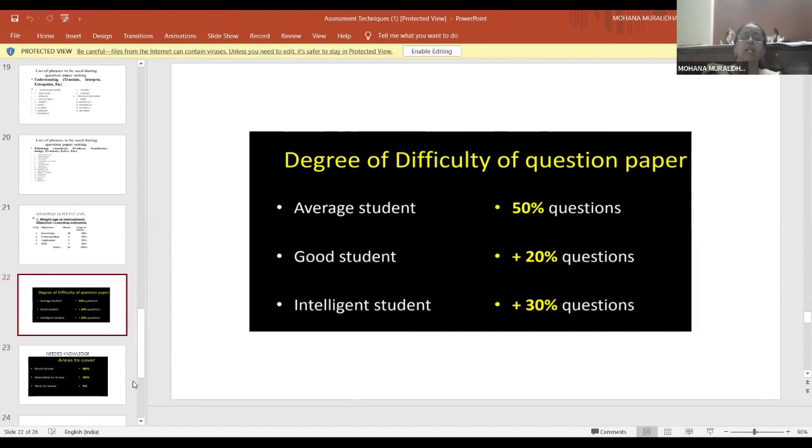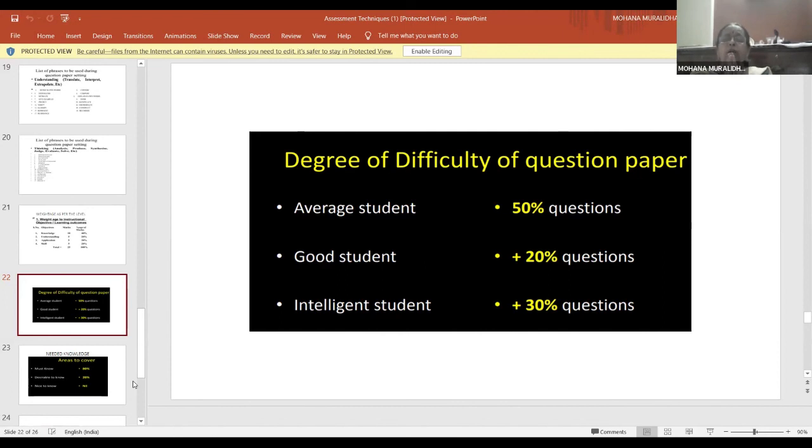So the degree of difficulty of question paper: average students 50% questions, good students 20% questions, intelligent students 30% questions. If we are not going to follow these norms, it is going to be boring. An intelligent child will feel very bored if the paper is very simple, and an average child will be put into a lot of stress if you are not going to give the questions which are meant for the average child. So 50% of the questions would be for the average student.